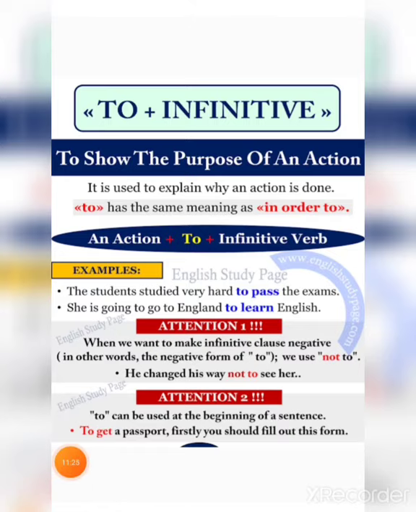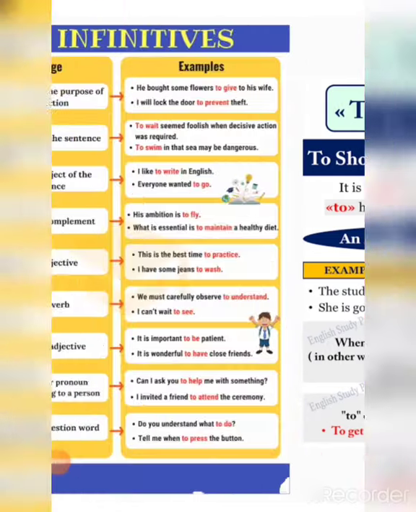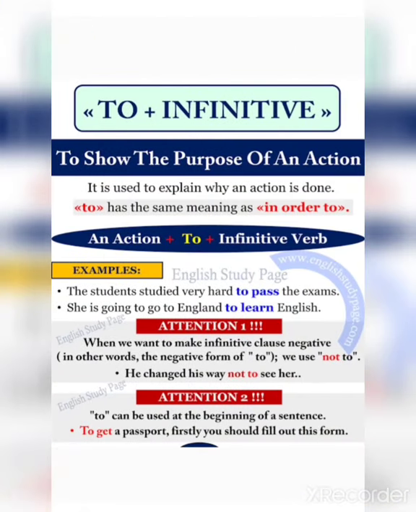You can also use to at the beginning of the sentence as well. For example, to get a passport, firstly you should fill out this form. To pass the exam you need to work hard. This way also you can write.